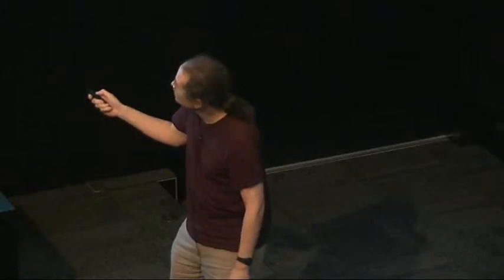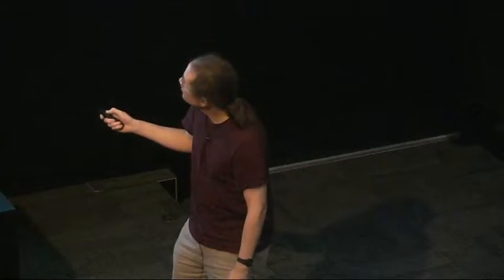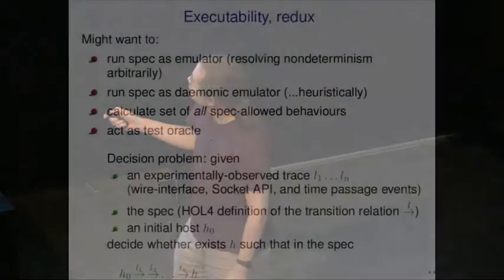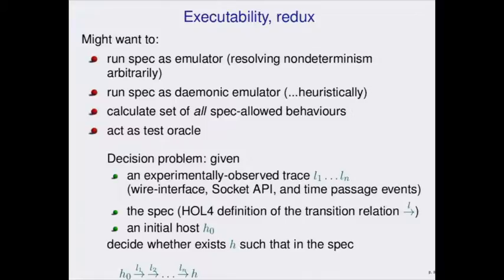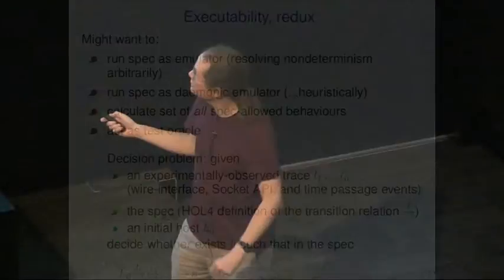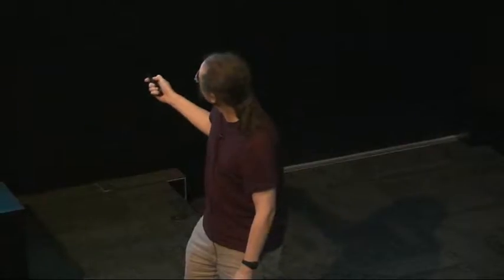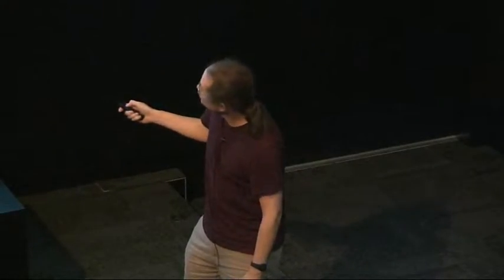So in a deterministic world, these collapse. But here, they're all completely different. And in fact, this last one is what we needed to do. Right? We had some experimentally observed trace picked out off the wire of some test network, and a definition of the spec of some transition relation, and an initial state, and we had to decide whether there exists that path. And you can't do that in general, in HOL4, not decidable. But for this particular spec, we could build a whole big pile of tooling that could do that in practice.